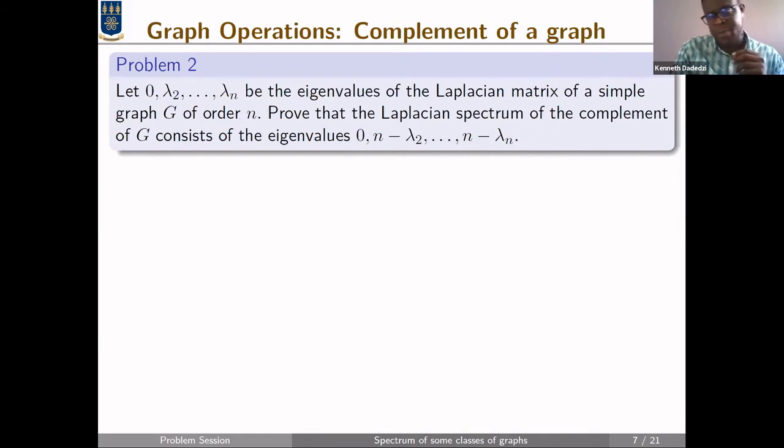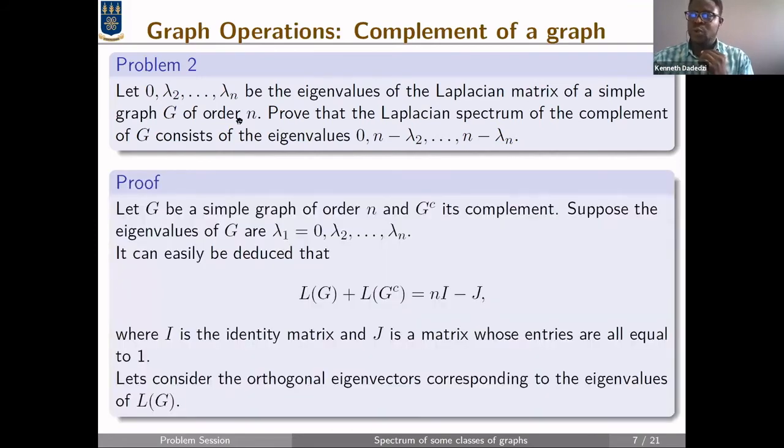So what is the complement actually? We have the graph, where some vertices are connected and some are not. The complement is just that those who were connected will no longer be connected, and those who were not connected will be connected. That's the main idea of the complement. We'll first prove the theorem, and then apply it to solve our problem one.